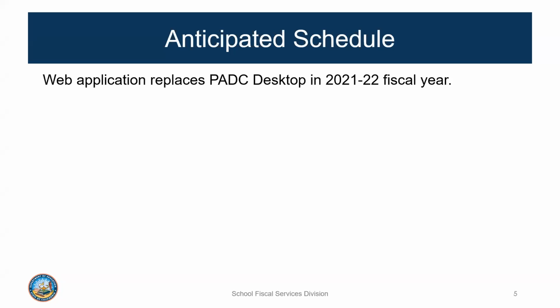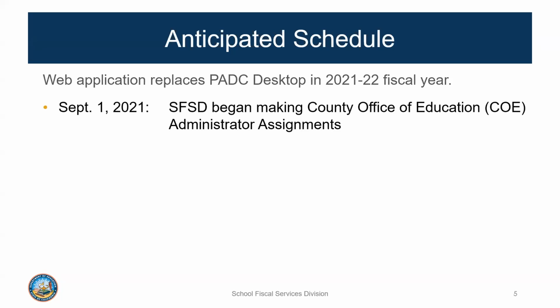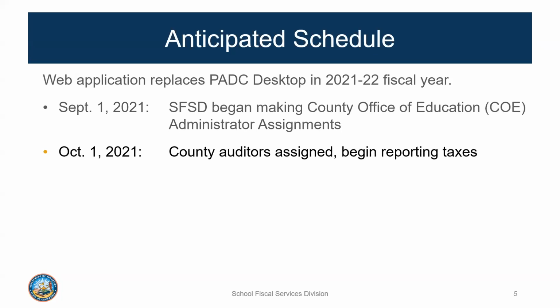So now specifically to the schedule, on September 1st, our division began assigning COE administrators, which are essentially like super users in the web application. As of yesterday, we have assigned administrators for 50 of our 58 counties, and the response from the COEs following our instructions has been very prompt, and we're very appreciative of that.